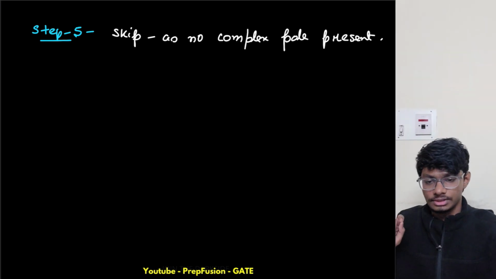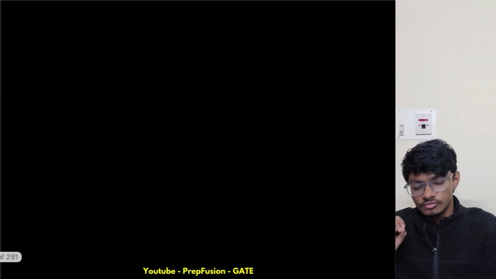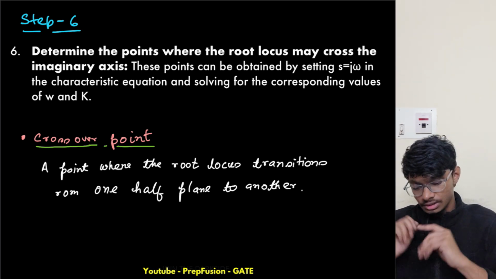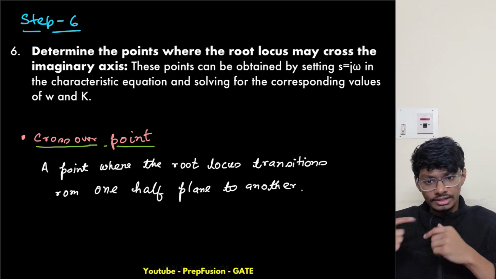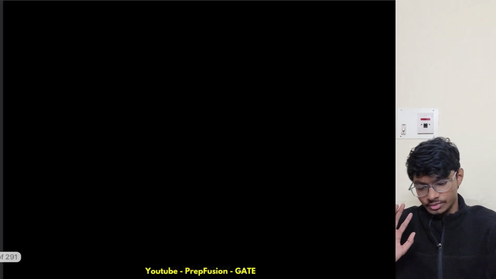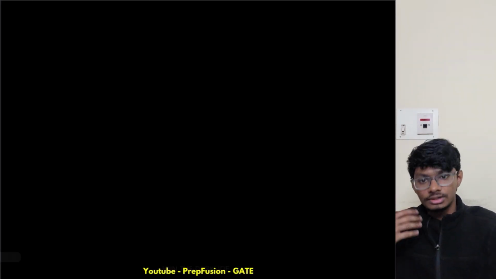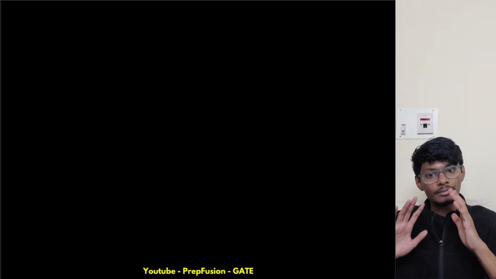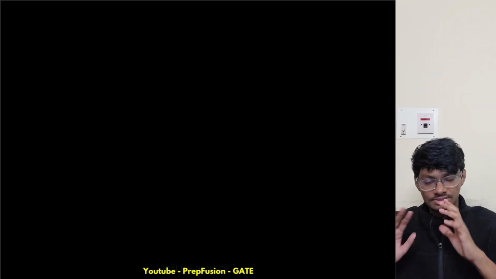No complex pole present. So now we'll go for the crossover point. This is step 6, the crossover point. We have to determine the points where my root locus may cross the imaginary axis. The procedure is the same: we just put s equals j omega. What changes is that the crossover points will also change, because my characteristic equation has changed, but the rule remains the same.